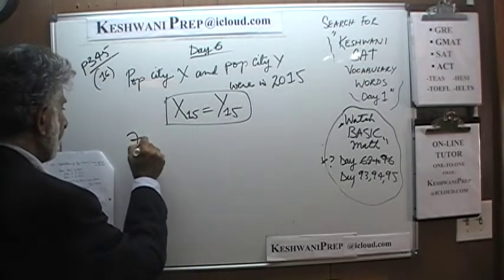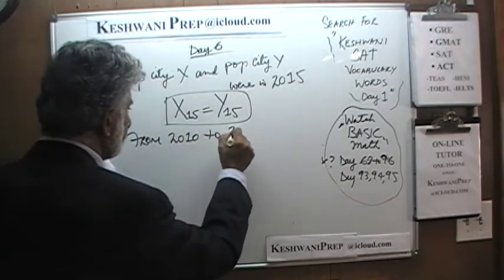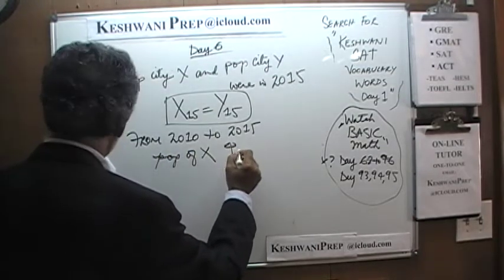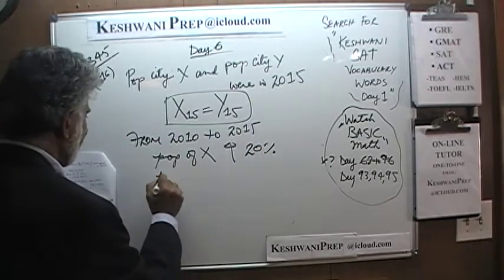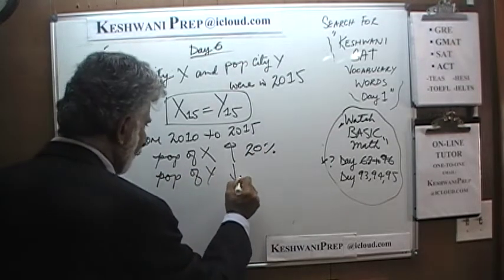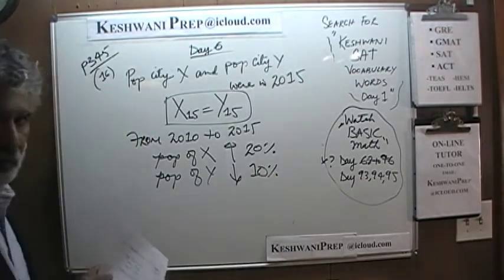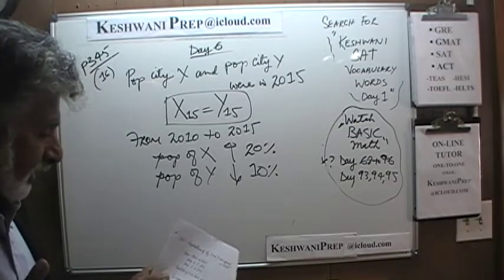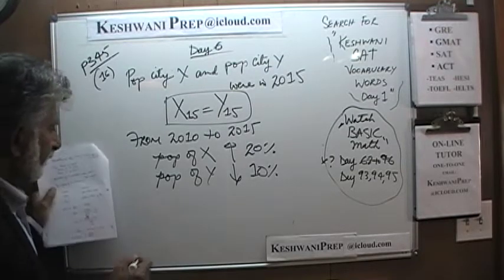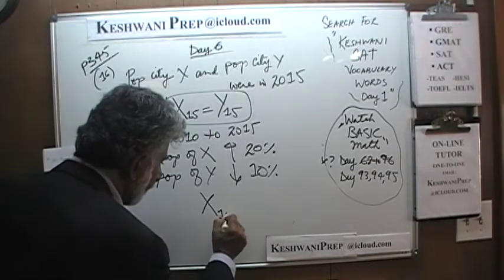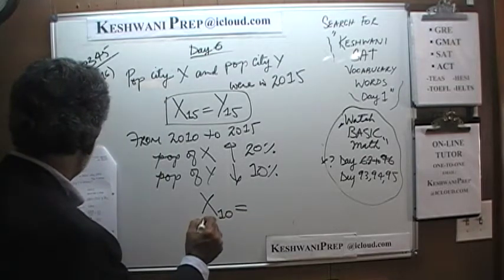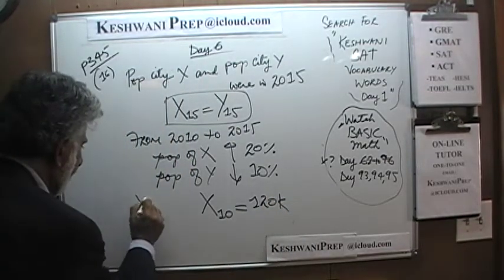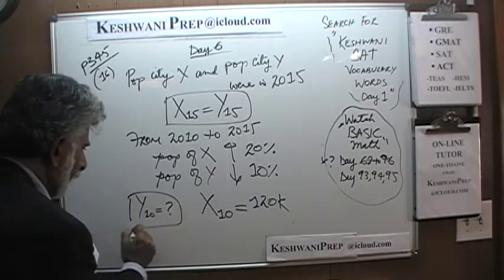They go on to tell us that from 2010 to 2015, the population of X went up by 20%, and we are told that the population of Y went down by 10%. So one is going up by 20%, the other one is going down by 10%. Finally, they tell us that the population of city X in 2010 was 120,000 people. The question simply is, what was the population of city Y in 2010?